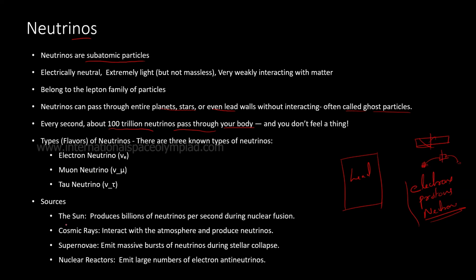And what are the sources of it? It's coming from the sun, cosmic rays, supernovae, nuclear reactors. I will discuss what cosmic rays are in the coming slide. So they come from the sun, from everywhere in the universe. Actually, neutrinos are coming, and all the sources are not yet known as well.